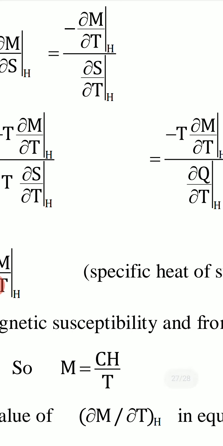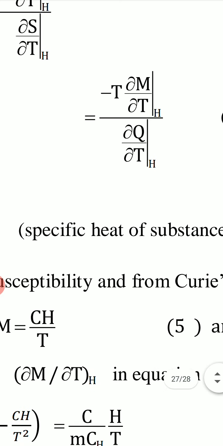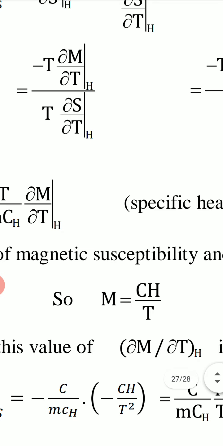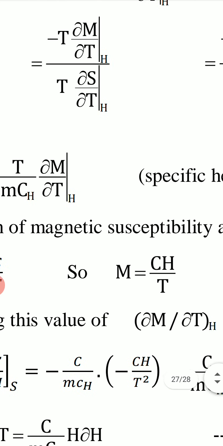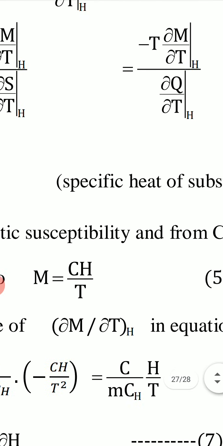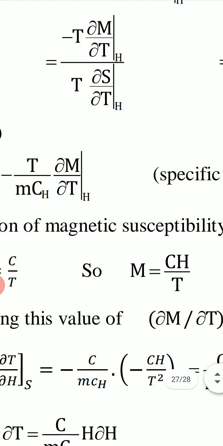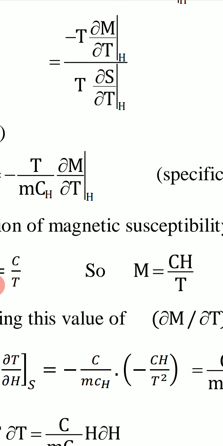From the second law of thermodynamics, dQ equals T dS. So we write T delta S equal to delta Q, and in the denominator, this delta Q upon delta T will become a specific heat, and it is m into C_H. C_H is a specific heat. So delta Q upon delta T is mass into specific heat.